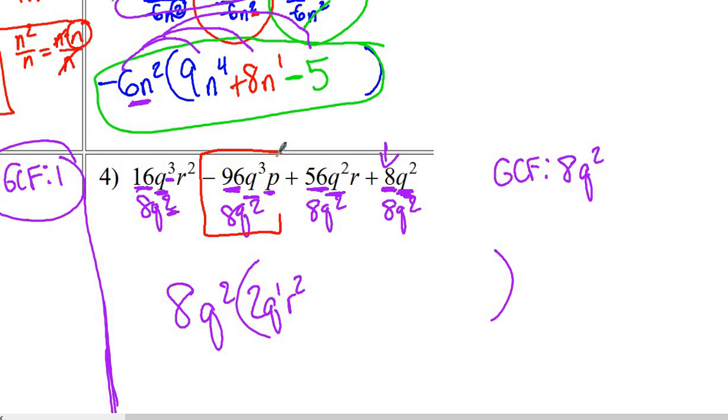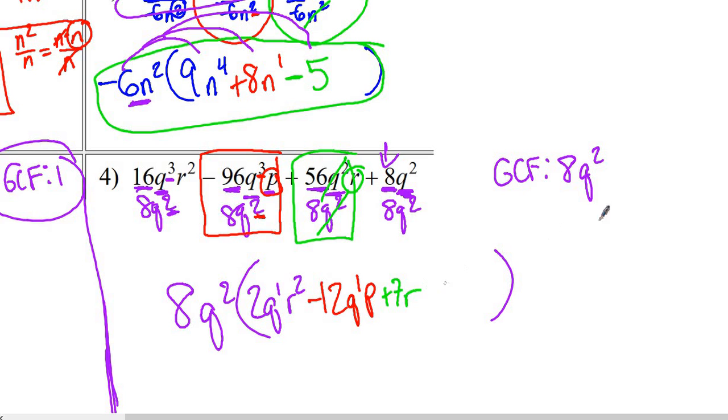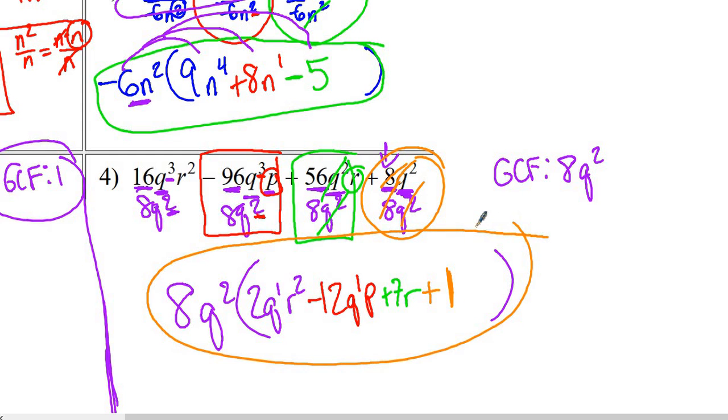Okay, this one right here, negative 96 divided by 8 is negative 12. Q cubed divided by q squared, 3 minus 2 again with those exponents would be 1. And then this p right here has nothing to divide it, so we'll leave it as is. Okay, right here, 56 divided by 8 is 7. Q squared divided by itself cancels, and this r stays where it is. And then finally, we have 8 divided by 8 is just 1. Q squared divided by q squared is also 1. So that last term is 1. That's our factored answer right there.